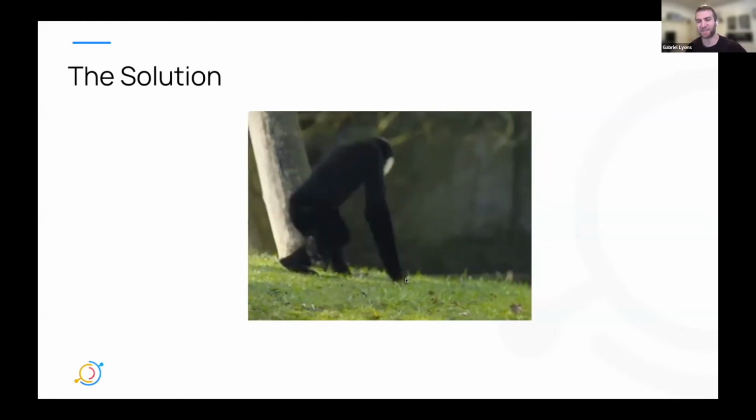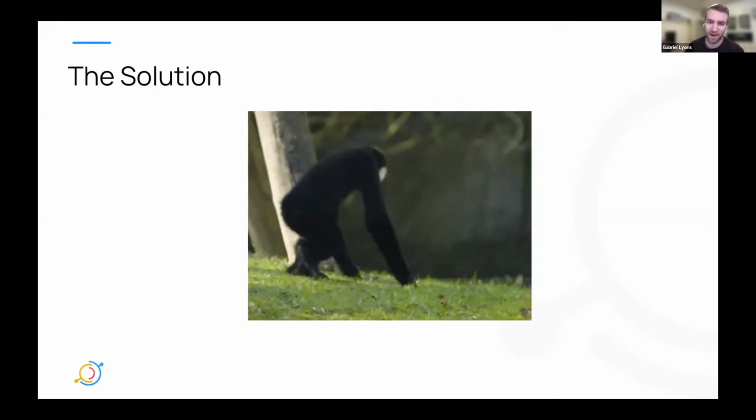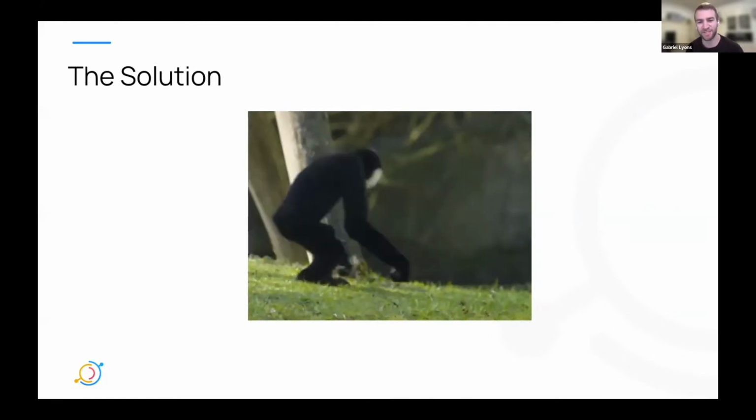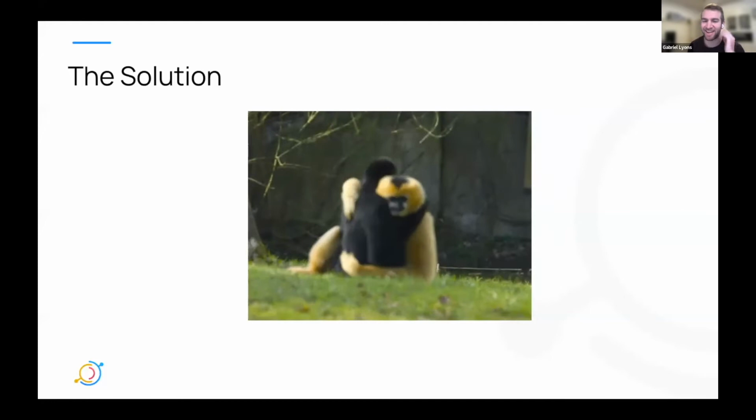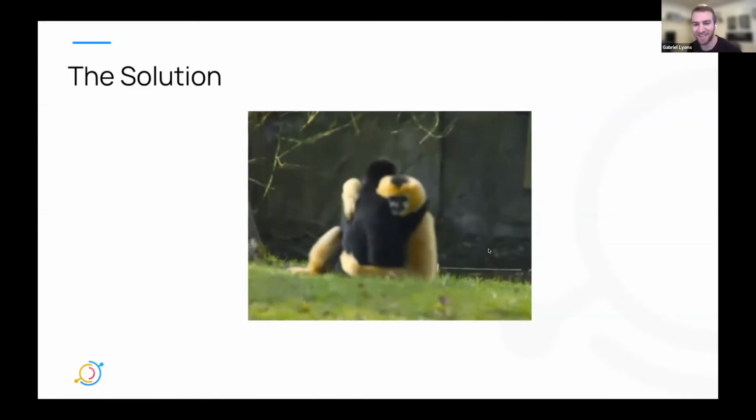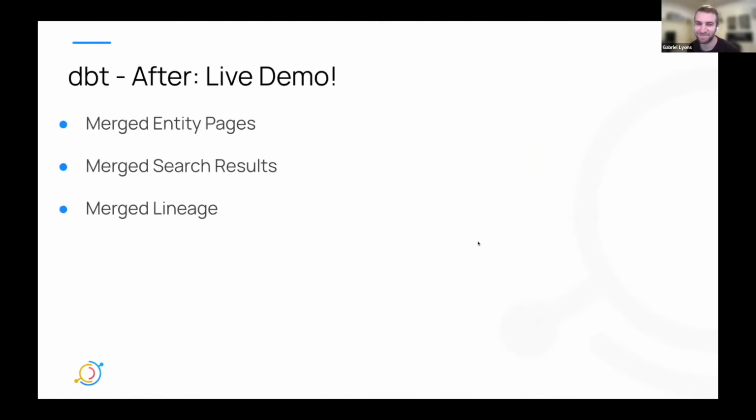Essentially, you can see here, this is the dbt node on the left and the warehouse node on the right. And we thought, if you view these as the same thing, let's bring them together. And you can see that once we brought them together, they're just as happy as these two primates. So after, we have merged entity pages, merged search results, merged lineage, and we really get that joy that you saw of those two primates hugging.